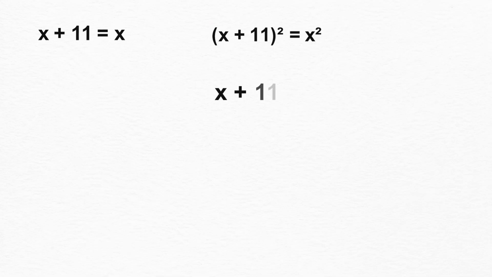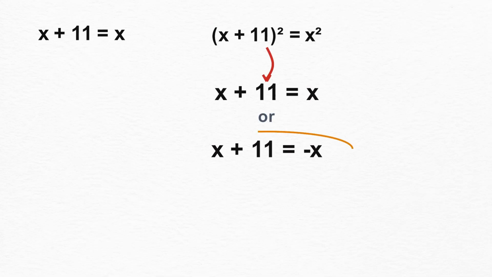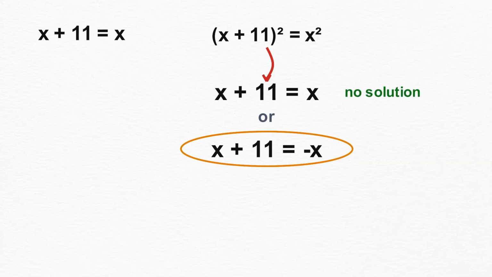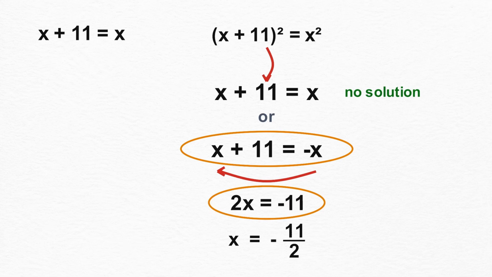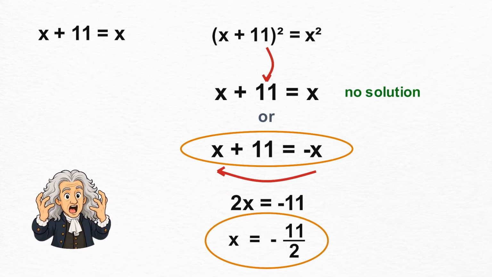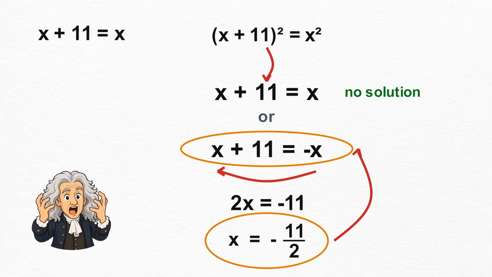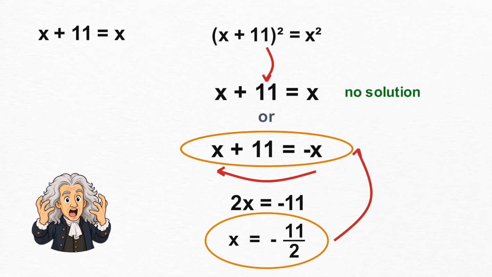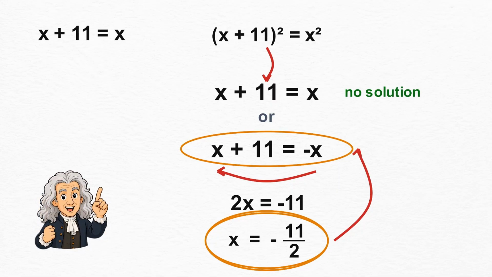x + 11 = x, or x + 11 = -x. Solve that second one. Bring the x across, and 2x = -11. So x = -11/2. There it is, our number. It was never a wrong answer. It is the right answer to a question nobody asked.